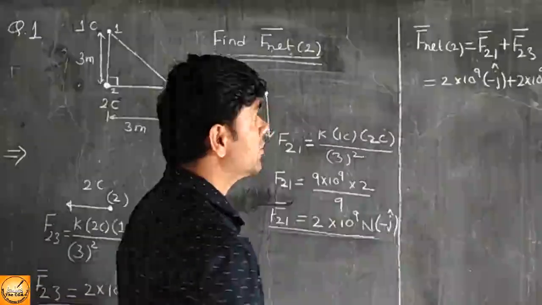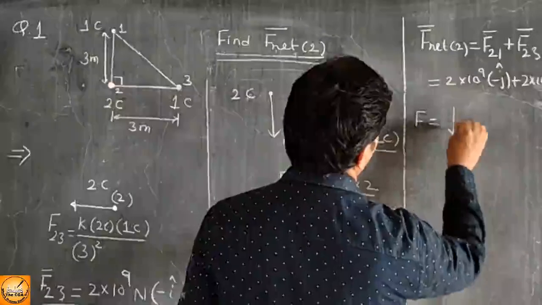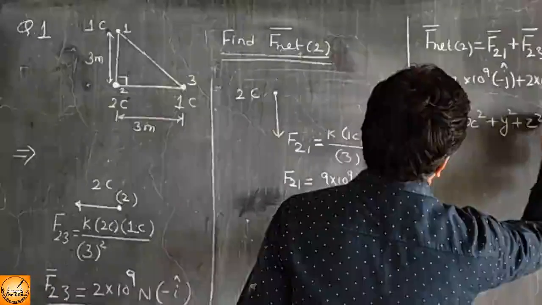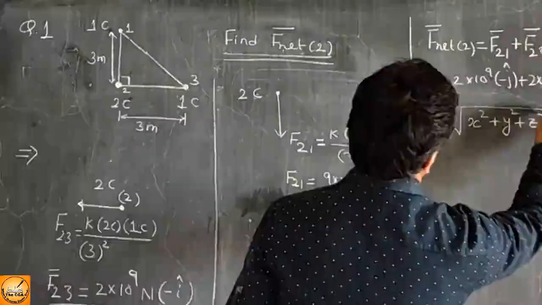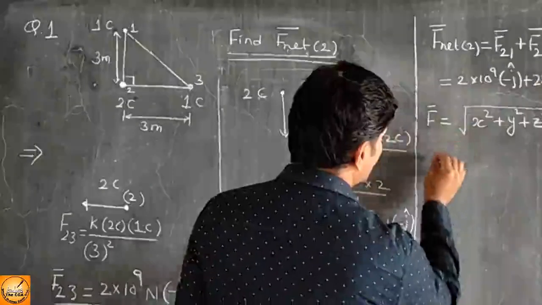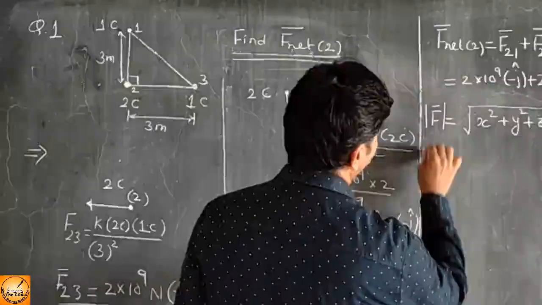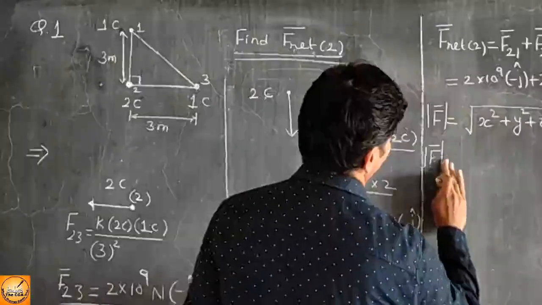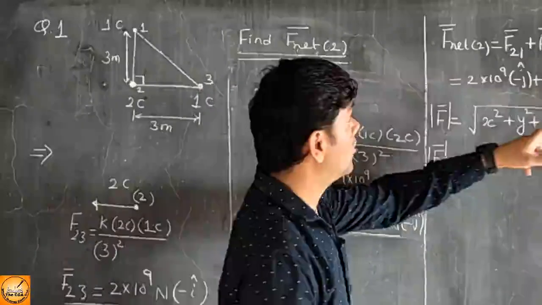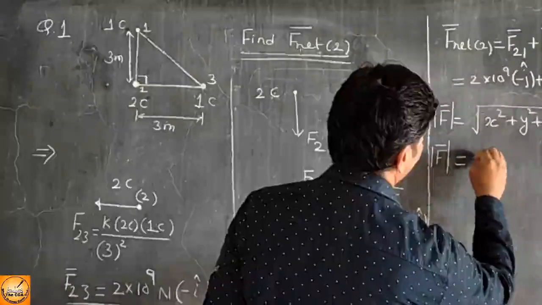But if I want its magnitude, how can we find the magnitude of any vector? That will be equal to under root x square plus y square plus z square, where x, y and z are the components of that force along x, y and z direction. So here the magnitude of the net force will be equal to under root x square plus y square, z is 0 over here, x and y are the same. So if I solve this, what am I going to get?